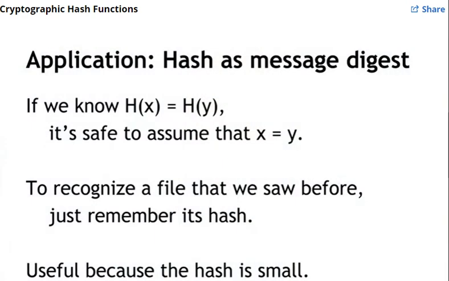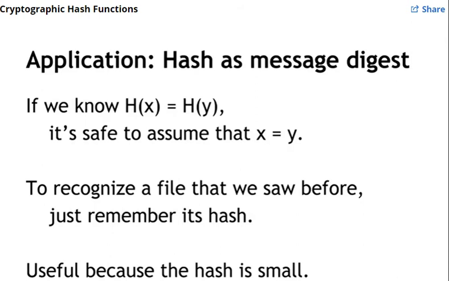Okay. Now, what good does collision freedom do us? If we can assume that we have a hash function that is collision-free, then we can use that hash function as a message digest. And what I mean by that is the following: if we know that x and y have the same hash, then it's safe to assume that x and y are the same. Because if someone knew an x and y that were different that had the same hash, of course that would be a collision. Since there's not a collision that we know of, then knowing the hashes are the same, we can assume that the values are the same.